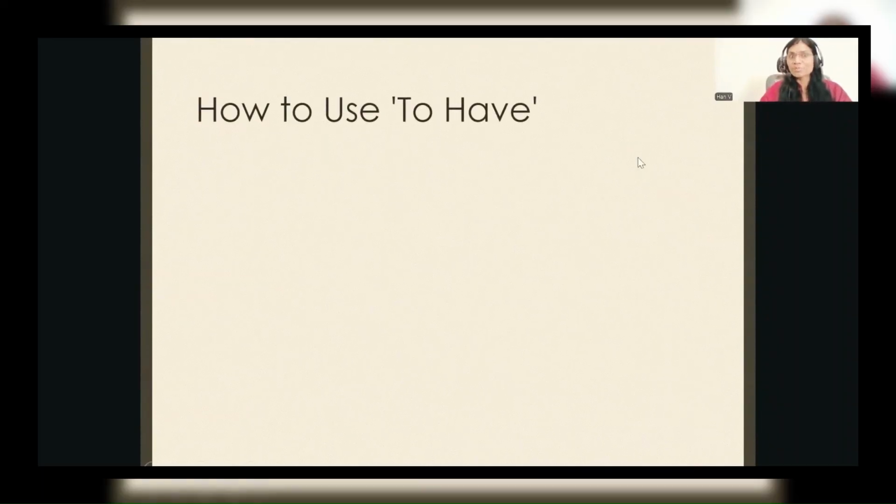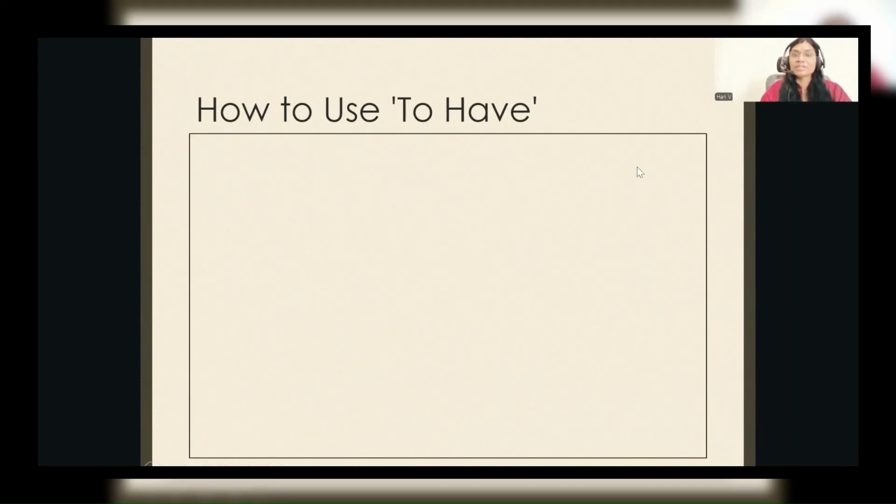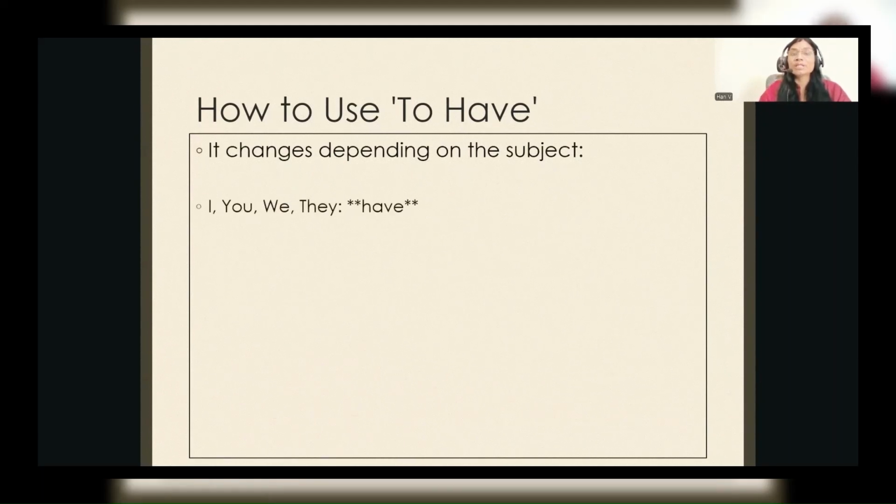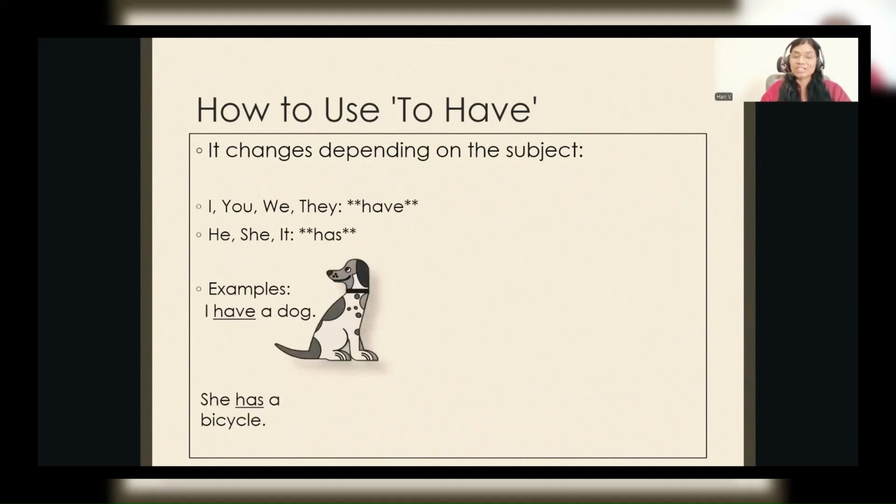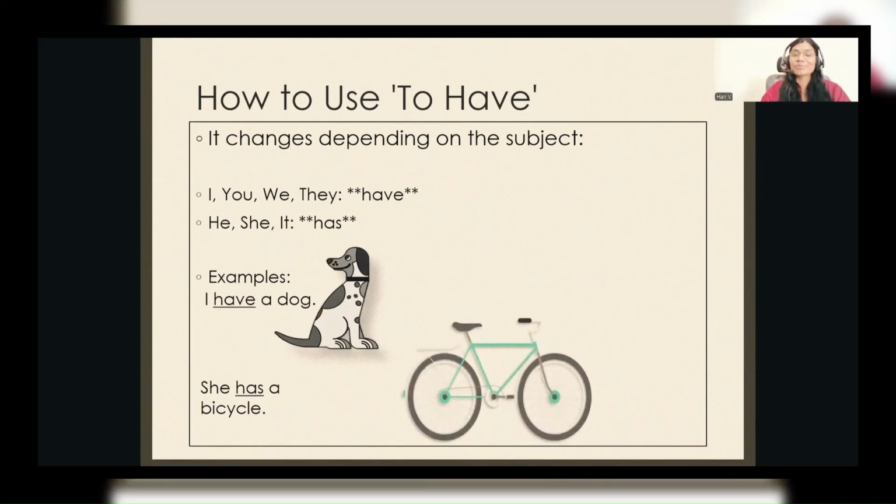So let's move on to talk about how to use the verb to have. You should learn how to use it. I'm going to repeat this because it's important for you to remember. The verb to have changes depending on the subject. So if it's I, you, or we, or they, the verb is have. If it is he, she, or it, you use has. So I'm going to give you some more examples. I have a dog. She has a bicycle.